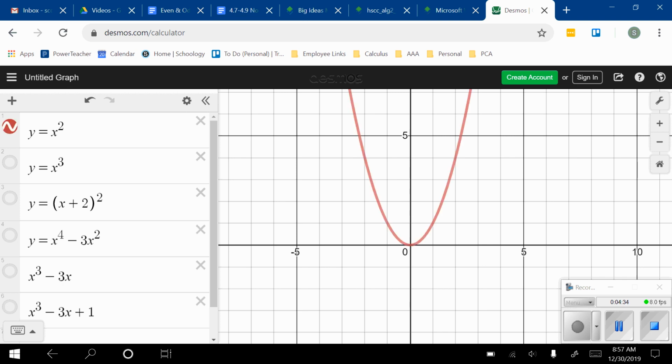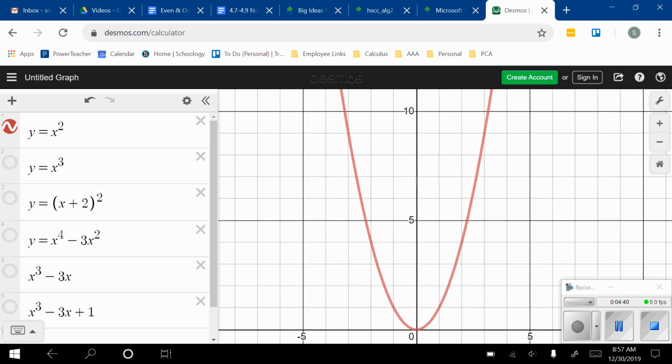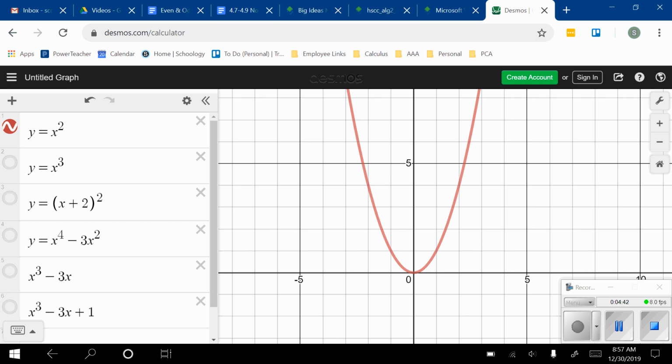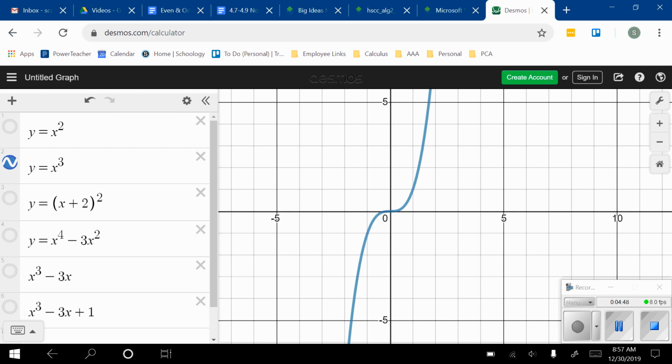Okay, first one. Definitely even. You look at the left side and the right side, you look at that y-axis right in the middle. If you flipped it over, it would match up. Next one. It's going to be an odd one. You rotate it 180 degrees, it looks exactly the same.